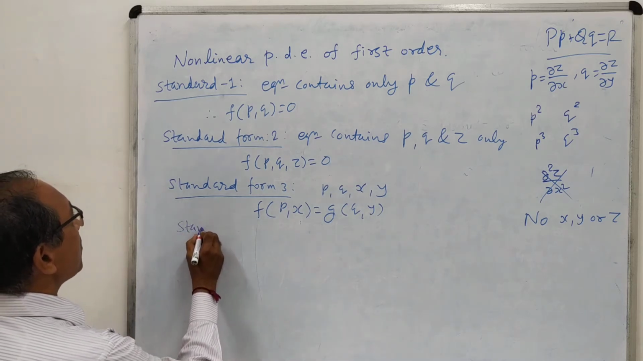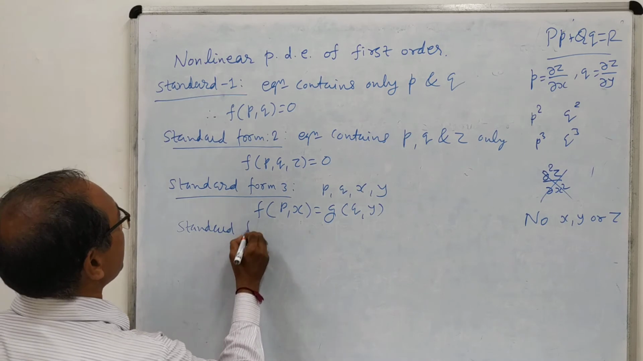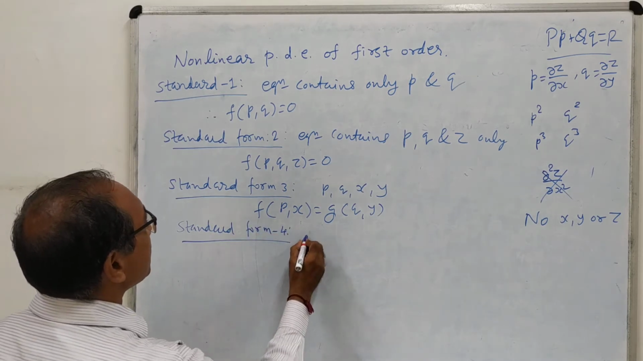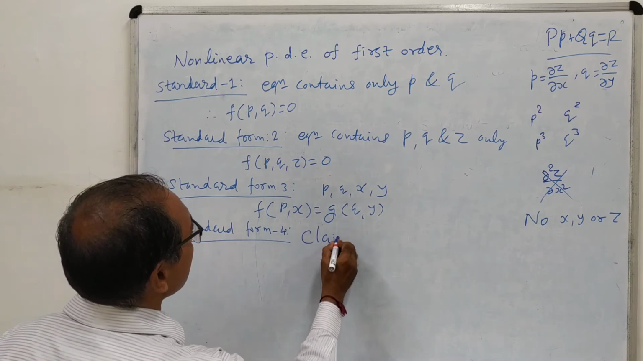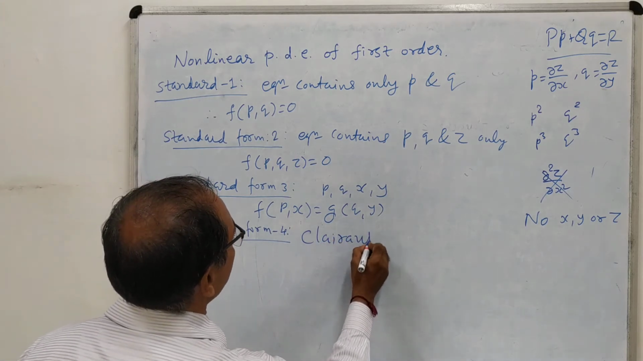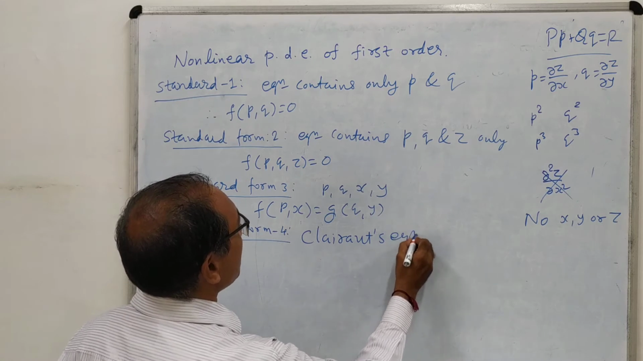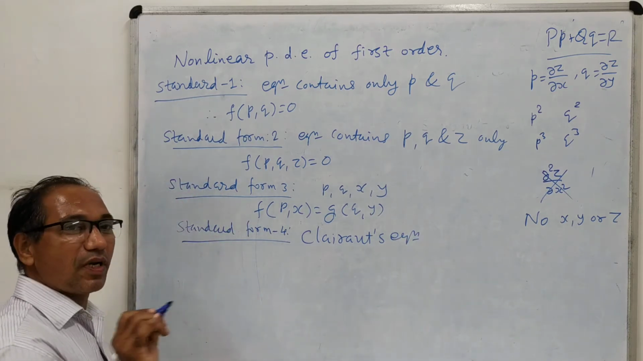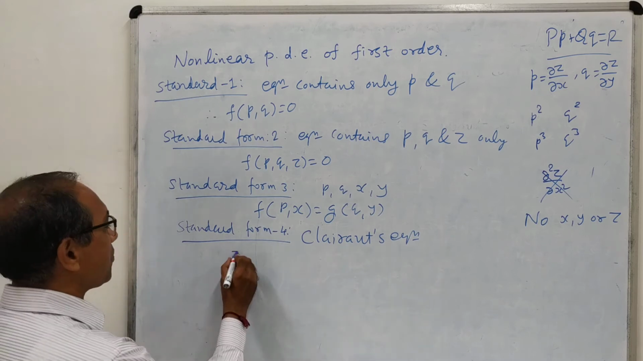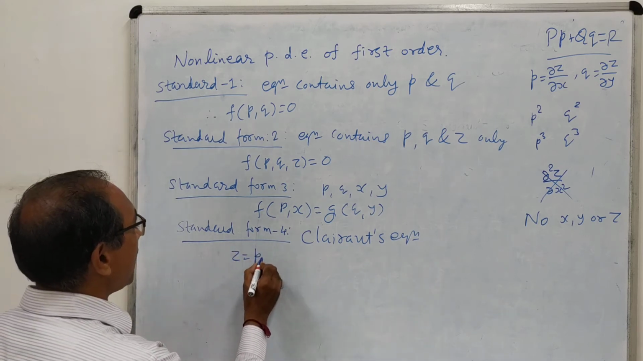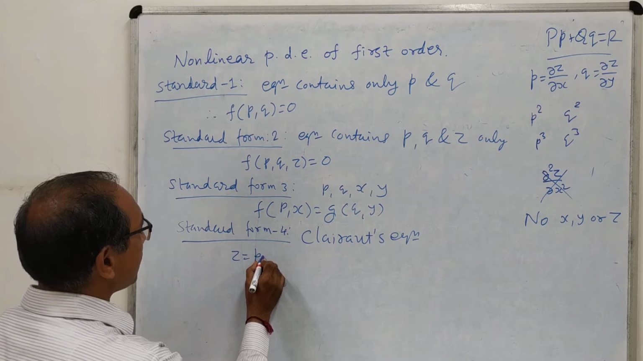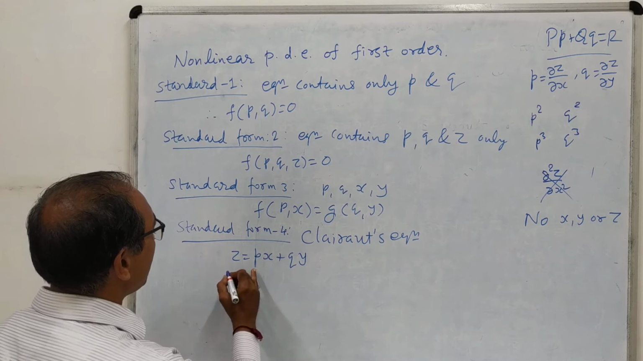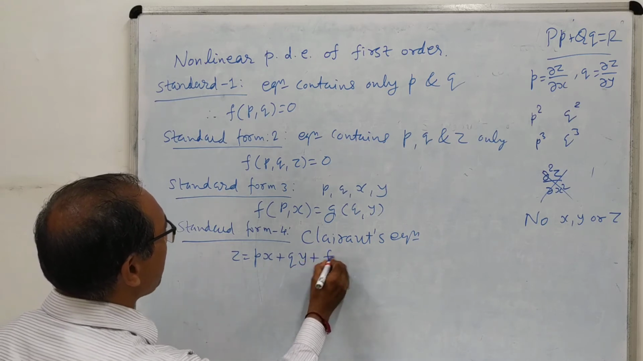Then standard form 4. Standard form 4 is nothing but a special case, known as Clairaut's equation. Clairaut's equation is very easy to solve. You simply need to identify the equation, and once you identify it, you can solve it without any effort. It has the general form z equals px plus qy plus f of p, q.